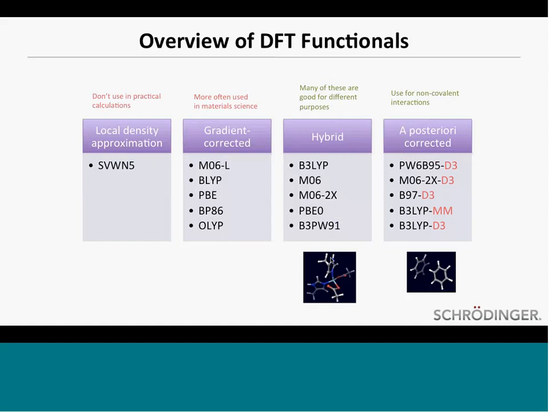So here is the quick and dirty breakdown. The local density approximation is something we don't recommend you use in most practical calculations. It's really been supplanted by some of the other methods that are shown here. In particular, the hybrid methods, as well as something called an a posteriori corrected functional, which is what I did for my PhD.